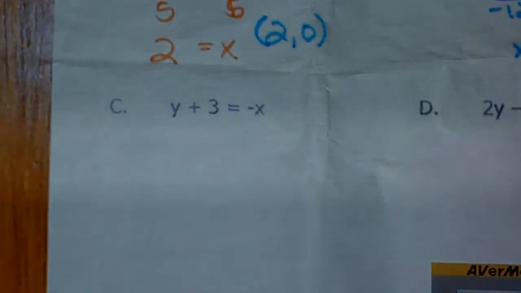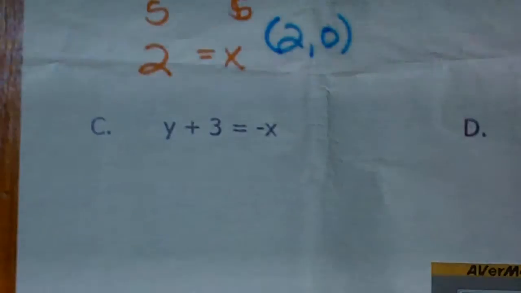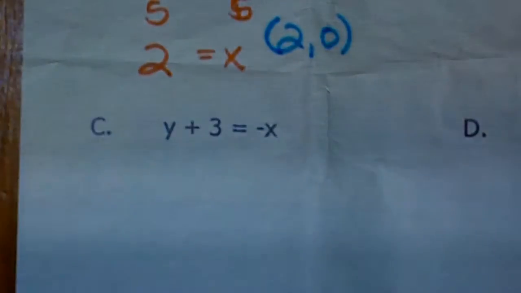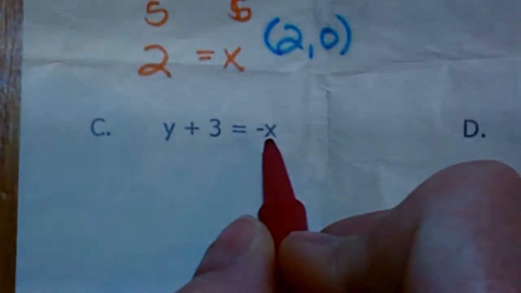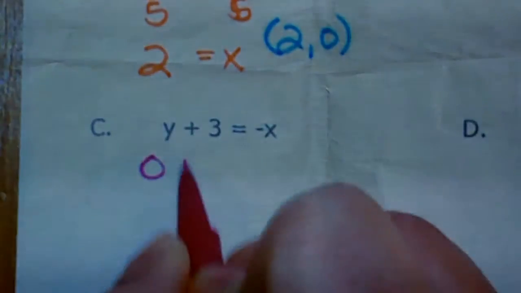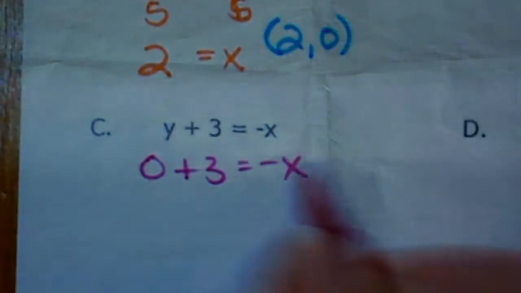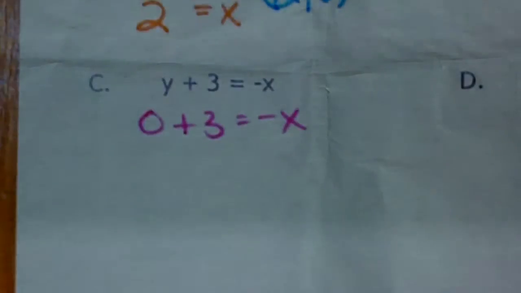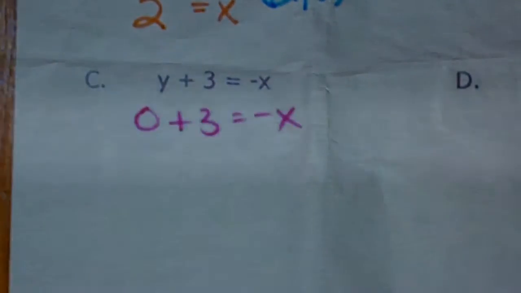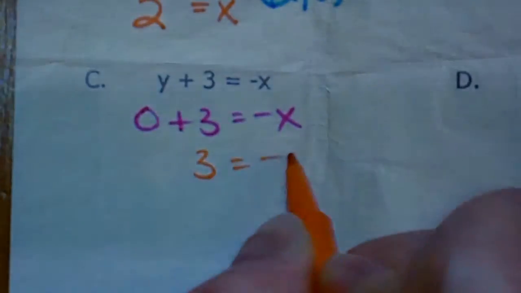Right, for letter C, if you wanted to, you could rearrange this equation into y equals mx plus b form. You don't have to. Just plug 0 in for the y, because the x-intercept happens when y is 0. So I'm going to say 0 plus 3 equals negative x. And does anybody know what 0 plus 3 is? I do. It's 3. 3 equals negative x.